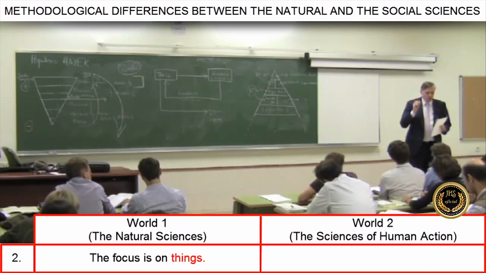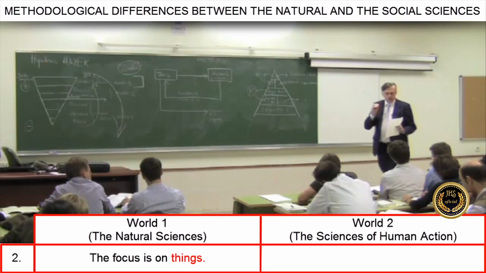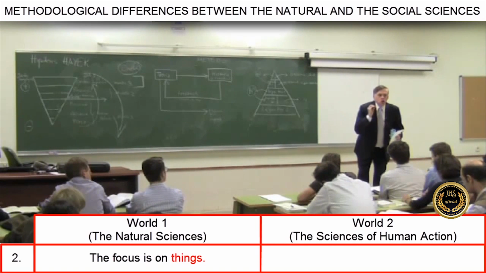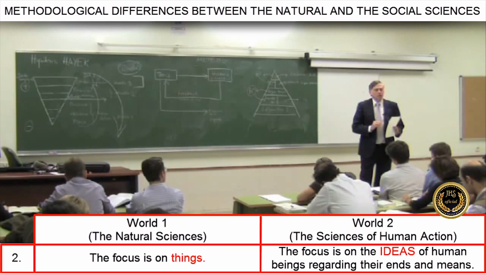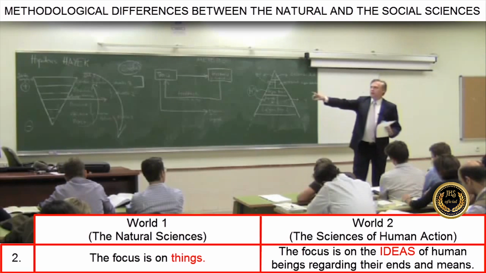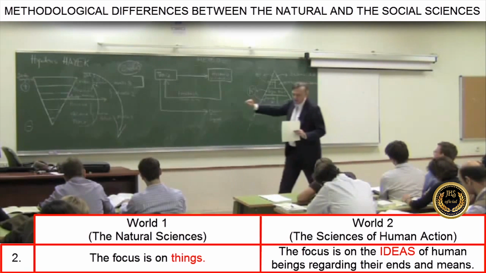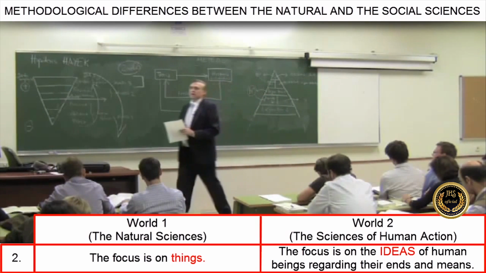Now, point number 2 from the other perspective. In the social sciences, things are not the object of research or study. In the social sciences, ideas, and here write ideas in capital letters and underline it, are the object of study. The ideas human beings have about their ends and means.